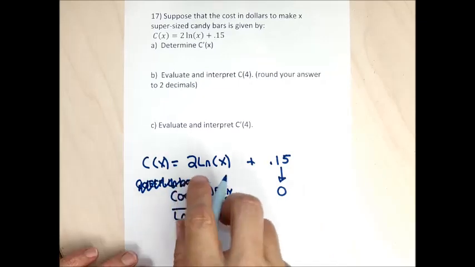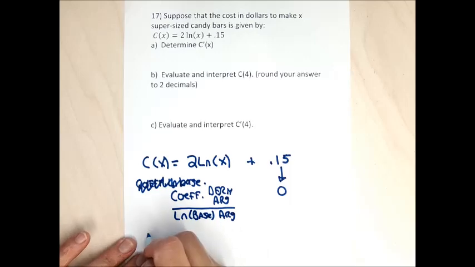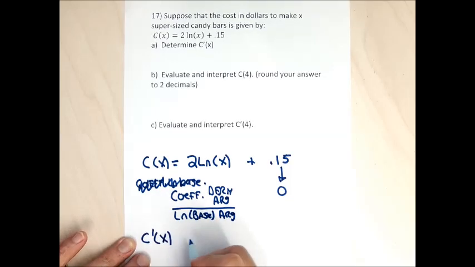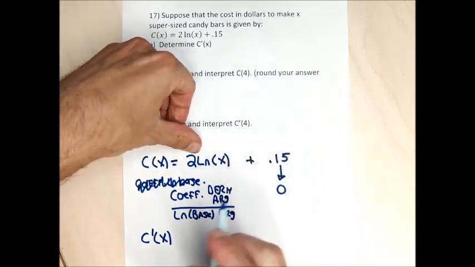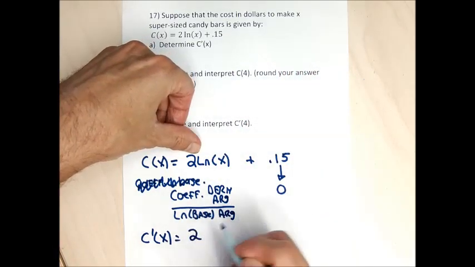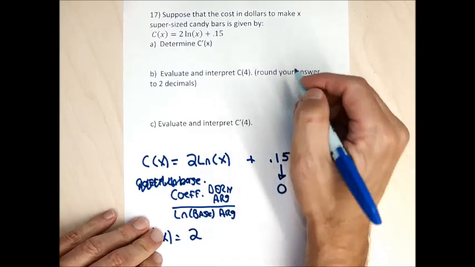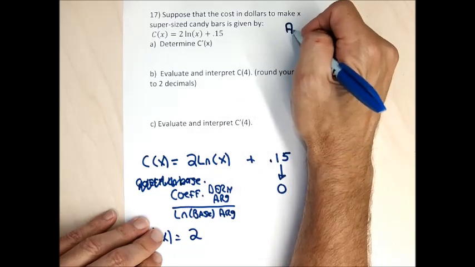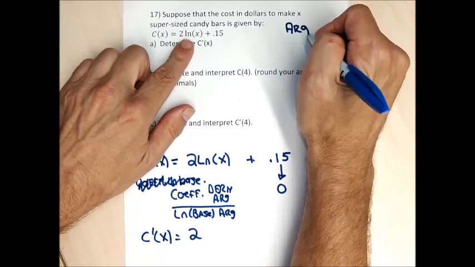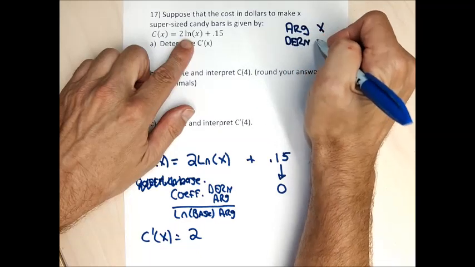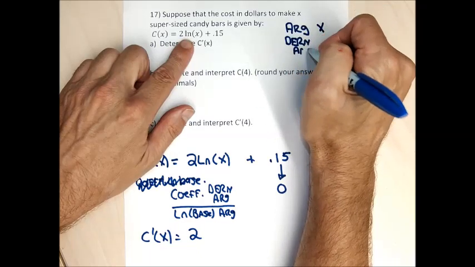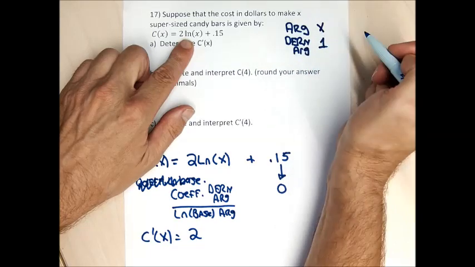So to do the derivative, I'll do it down here. This piece has a derivative of 0. I don't need to worry about it. For this piece, its derivative is going to be 2. And then let me figure out the other pieces. So the argument for the ln piece is x. The derivative of x is the derivative of the argument, and that derivative is just 1.